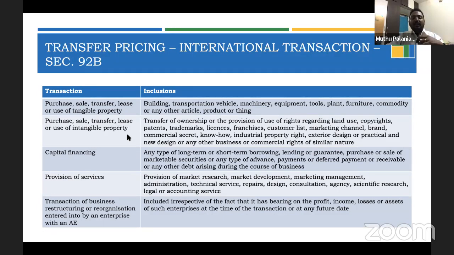It also includes any business restructuring. This is one transaction where it doesn't matter whether it has a bearing on the income, profits, losses, or assets of the entity. If it's a reorganization, such as a merger and acquisition, then it obviously falls under this category of international transaction. All transactions of business restructuring will be considered international transactions, irrespective of whether they have a bearing on the income, losses, assets, or profits of the particular entity. So this also becomes a type of international transaction. These are all the transactions listed as international transactions.